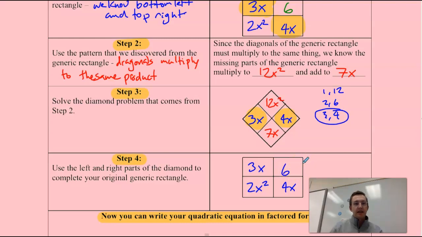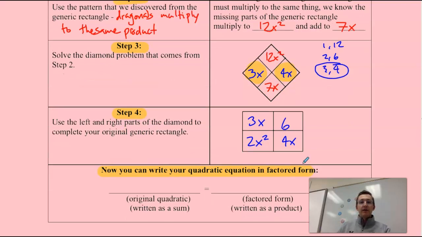So now we can use the left and the right-hand parts of the diamond to complete our rectangle. And now we want to figure out what our side lengths are that basically multiply together to find the areas of these smaller respective boxes. So for example, what multiplies together to get 2x squared? Let's start with that one. In order to get 2x squared, we have to multiply 2x times x.